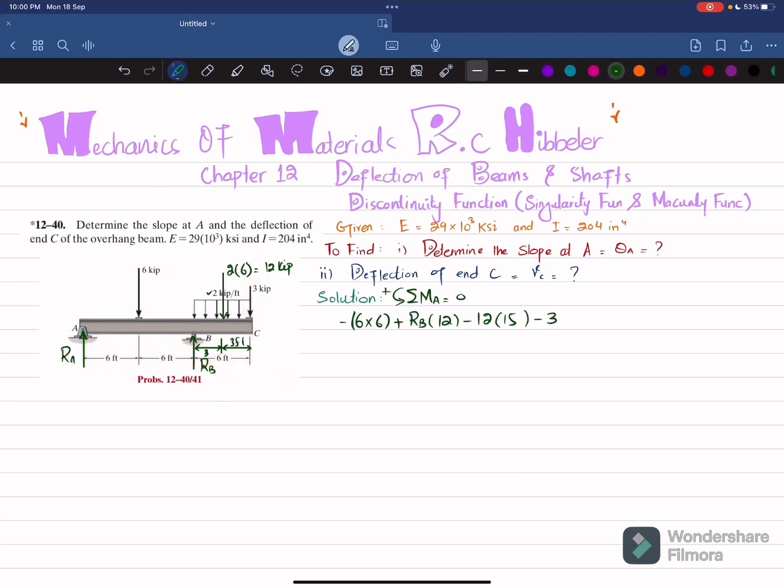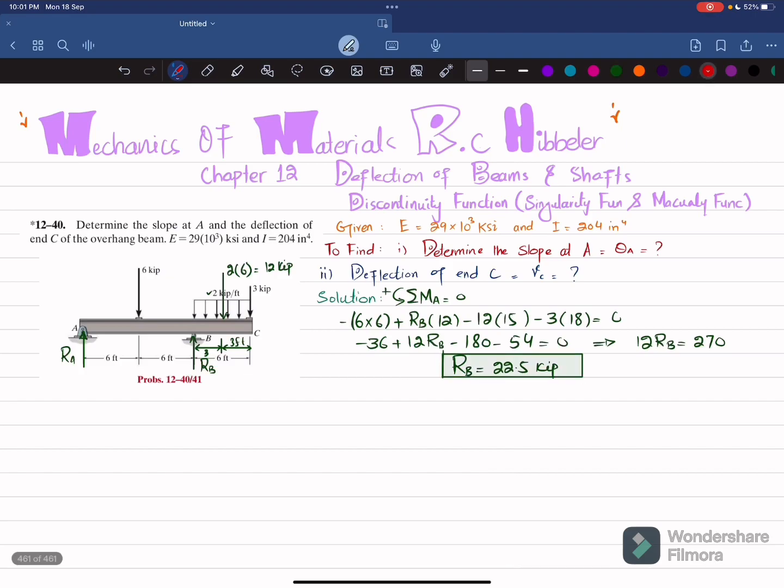So I will write minus 3 into 18 is equal to 0. So minus 36 plus 12 Rb minus 180 minus 54 is equal to 0. So from here you will get 12 Rb will be equal to 270, and Rb will be equal to 270 divided by 12, which will give you 22.5 kips load. So this is the value of Rb.